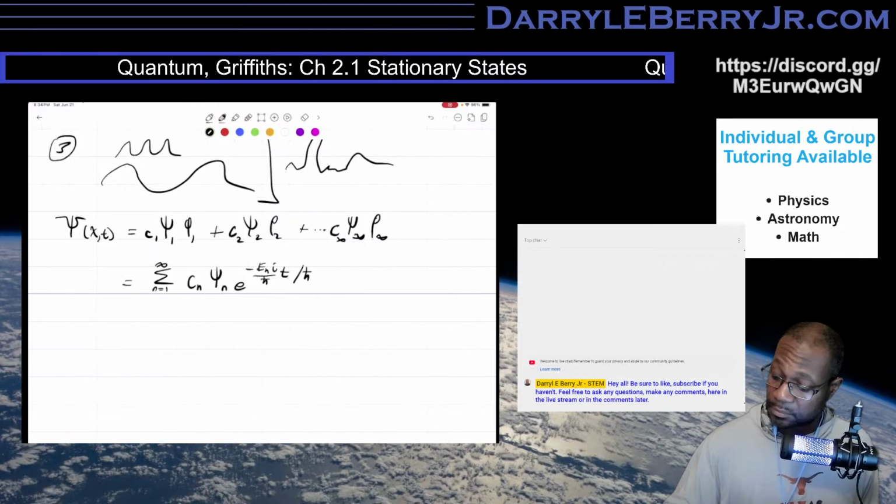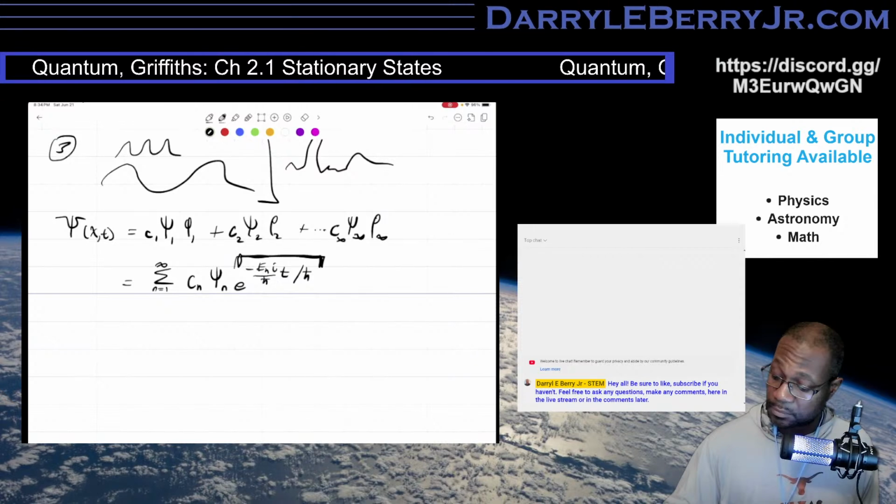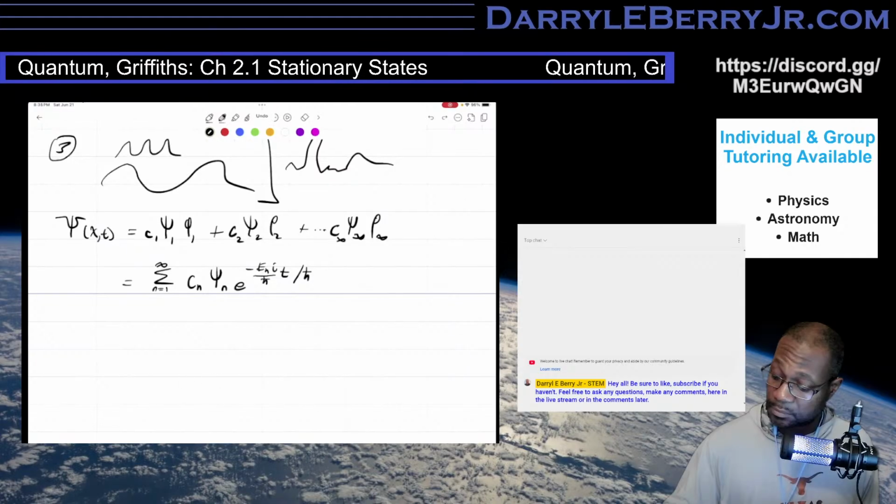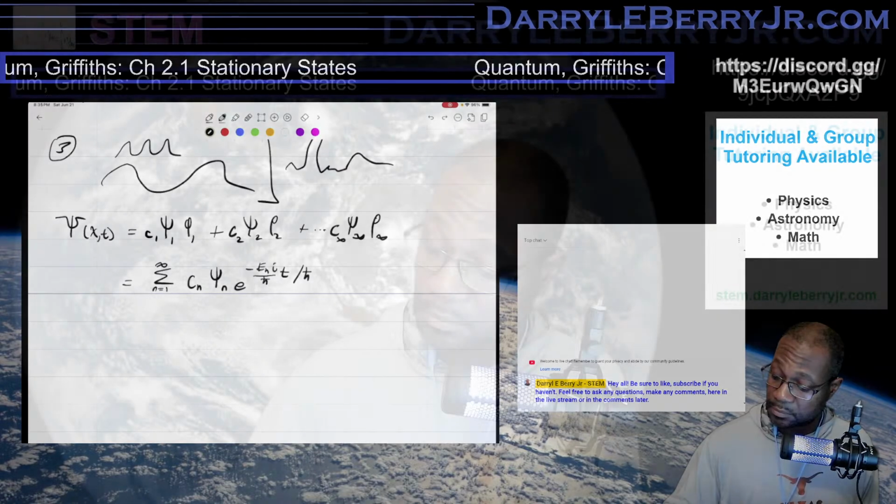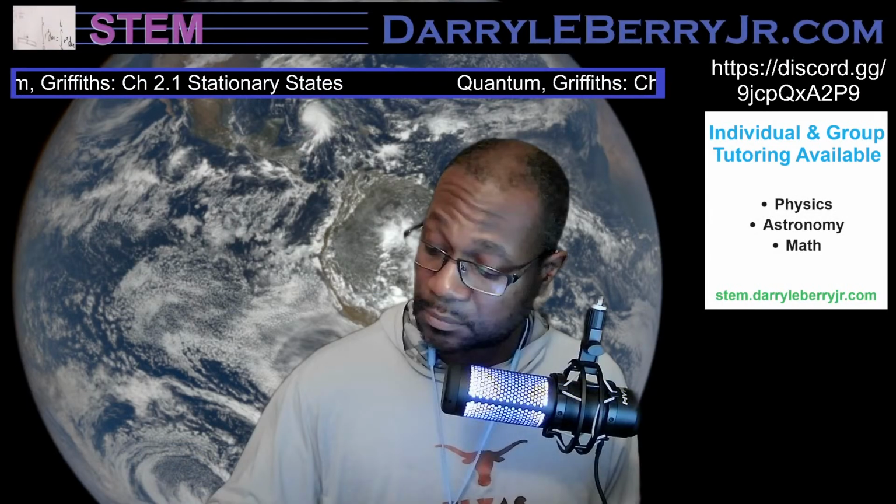So basically we can find C, we can find the separable solutions psi, we can have an energy, and thus we can sum these things to get the overall function that will solve the time dependent Schrodinger equation in full. So as we go along, we'll look into the details in more depth.